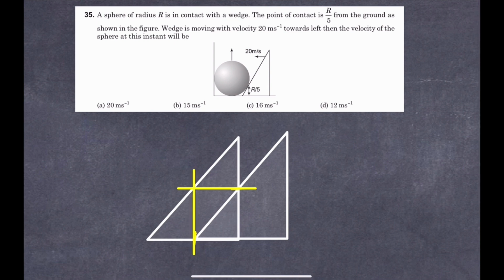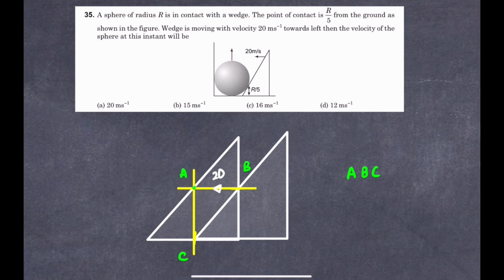On extending the sides parallel to the base and parallel to the height, we will get a triangle ABC. Now we have to plot the velocities along the triangle ABC. The wedge is moving towards the left, so in which side of the triangle will we plot the velocity of the wedge? We will plot it along the side AB, and it will be 20 meter per second.